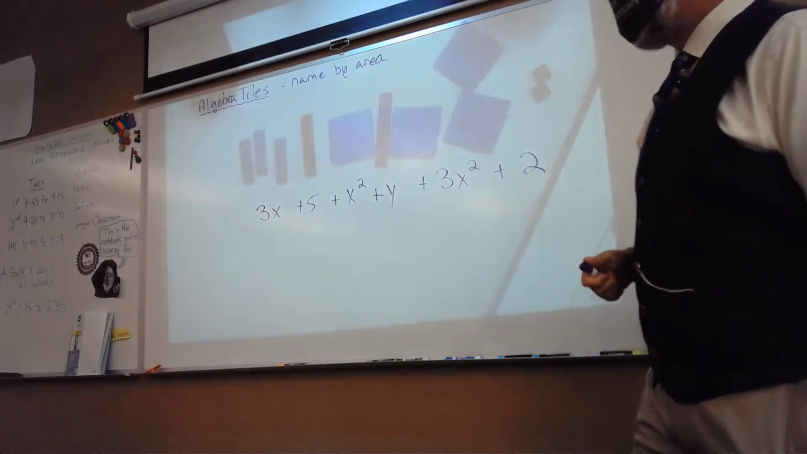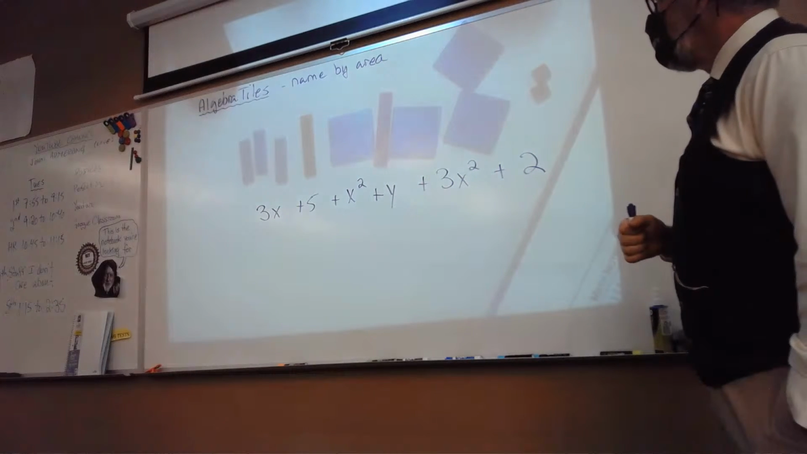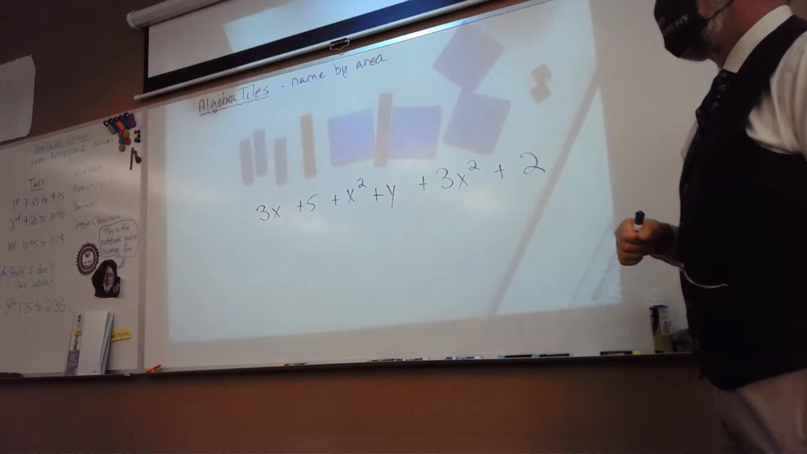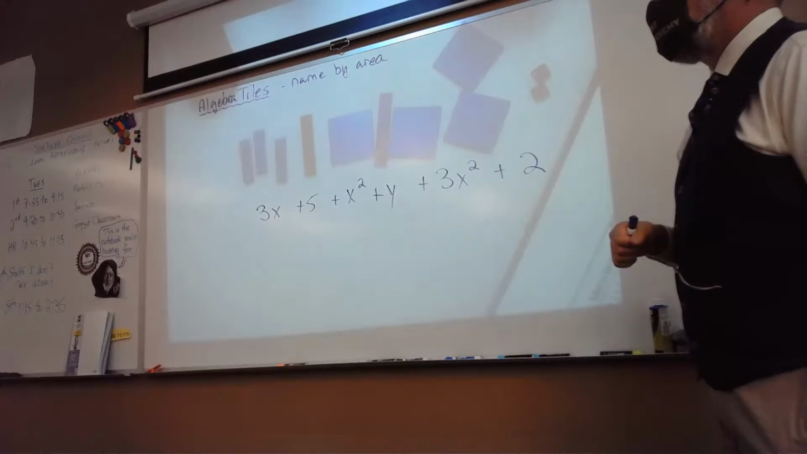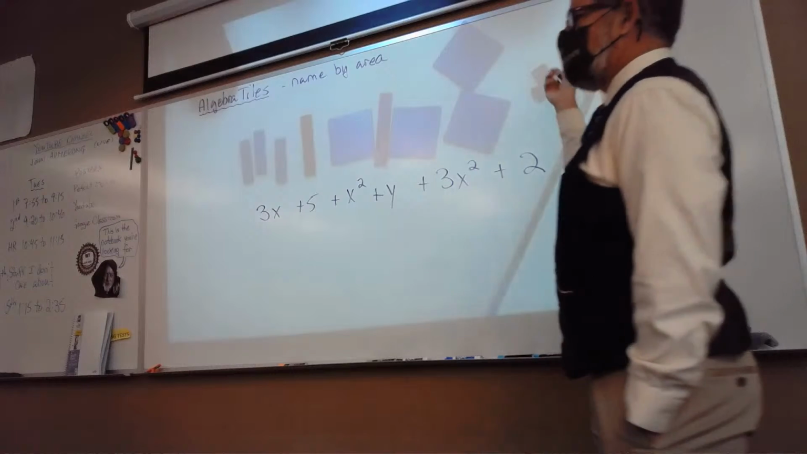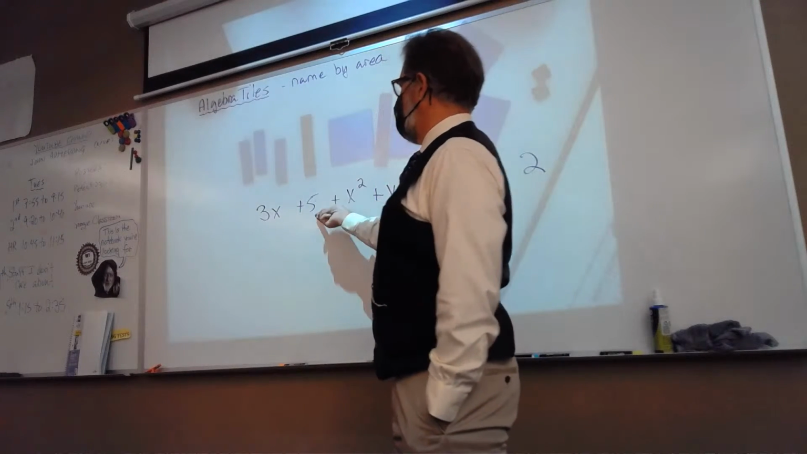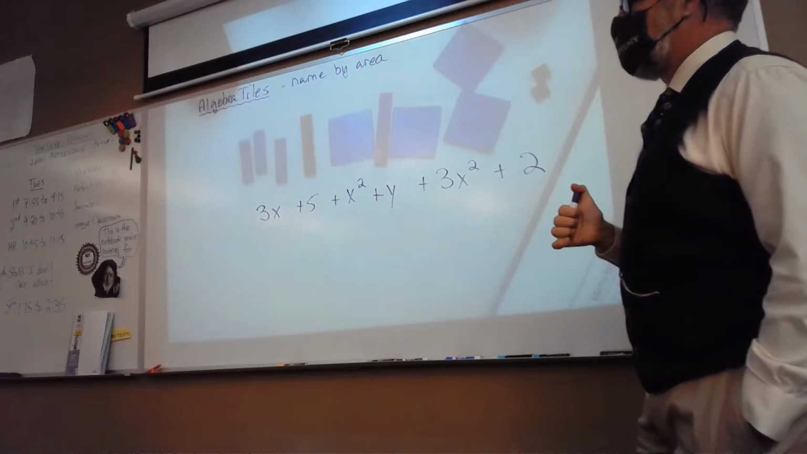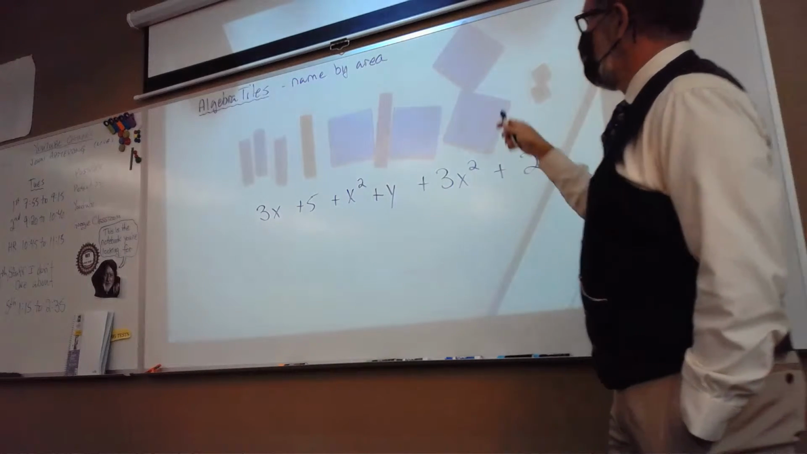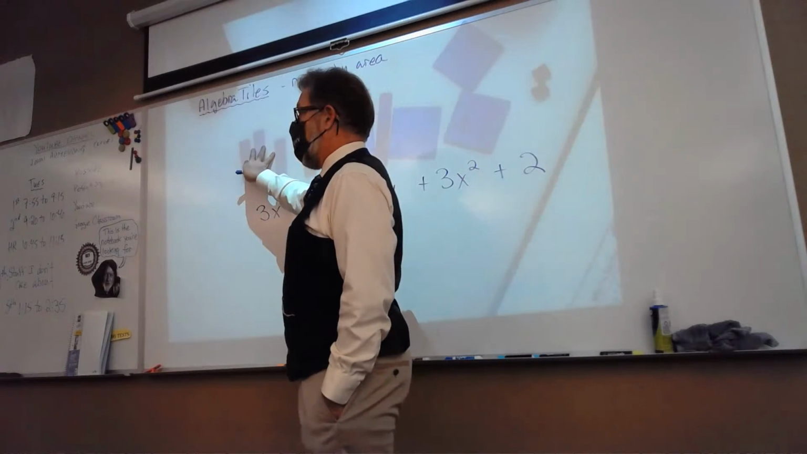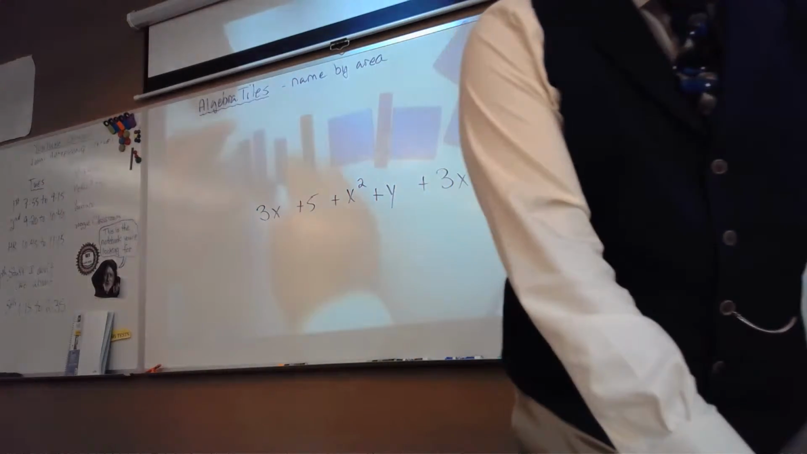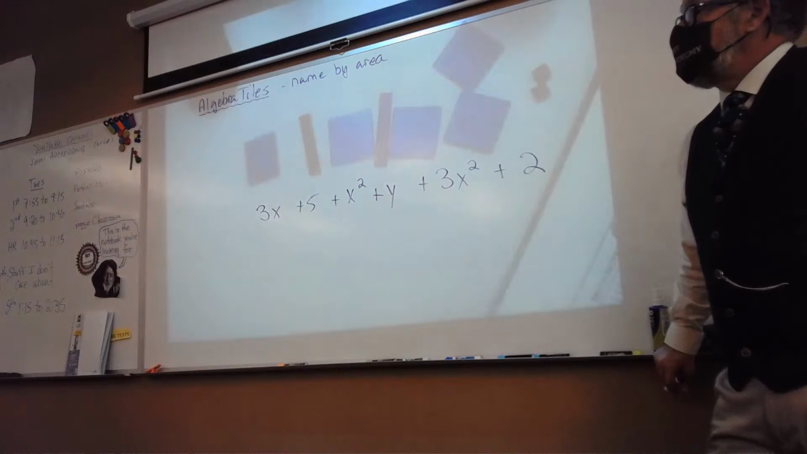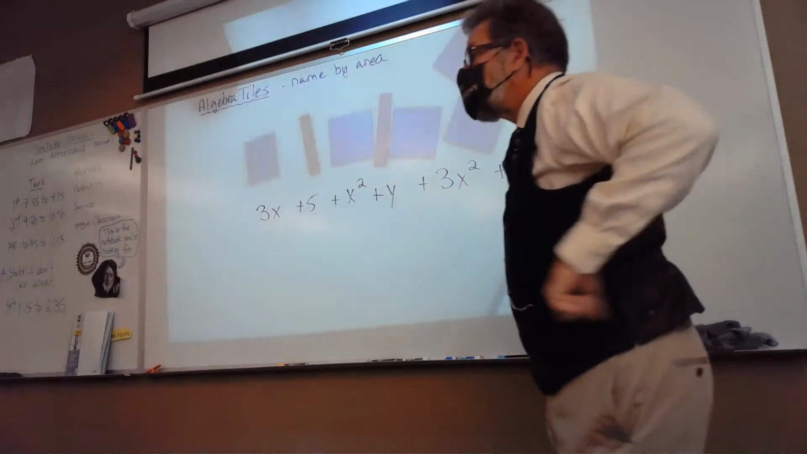What can we combine, Rylan? Look at the tiles, don't look at the expression. What can we put together? Combine the 3 x's. The 3 x's? Okay, so they're together. What else? Well, you can combine these ones. These 2, these are y's.